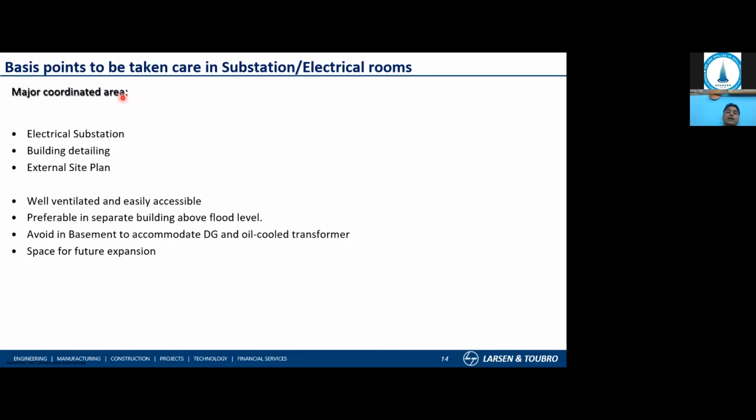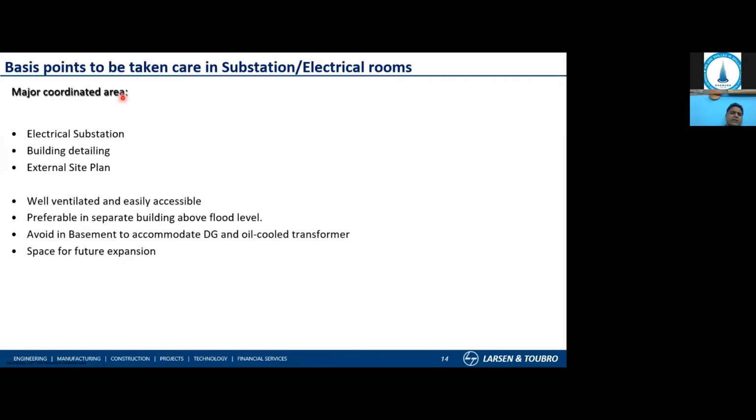regulation they passed that any equipment which is to be located has to be above the flood level, or from the ground level, you need to elevate it at minimum 900 mm. This is a rule they have implemented. So in Chennai or in Tamil Nadu, we cannot keep any substation in the basement. In some other states they are still allowing it, but it has to be checked before we get into the design. So avoid the basement to accommodate DG, because for a DG and a transformer in the basement, I need to bring in fresh air, and the moment it goes into the basement, I need to go for forced ventilation.